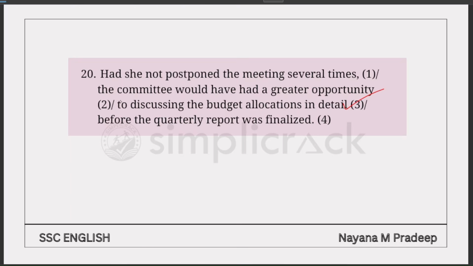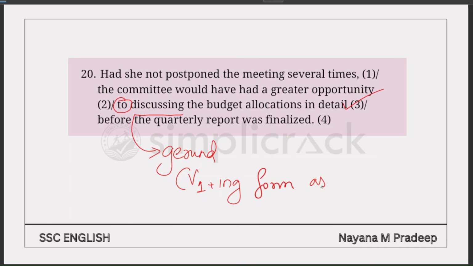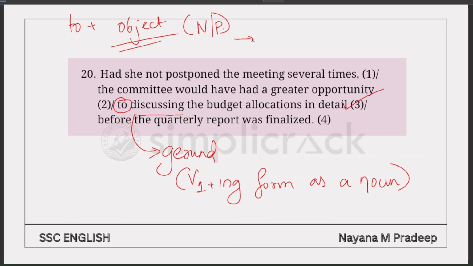Here you have the preposition to. And after to, you have discussing, which is a gerund. What is a gerund? It is the V1 plus ing form acting as a noun. So we know that after prepositions, you always require an object, and an object will always take the form of a noun or a pronoun. So in normal cases, to plus gerund is fine.